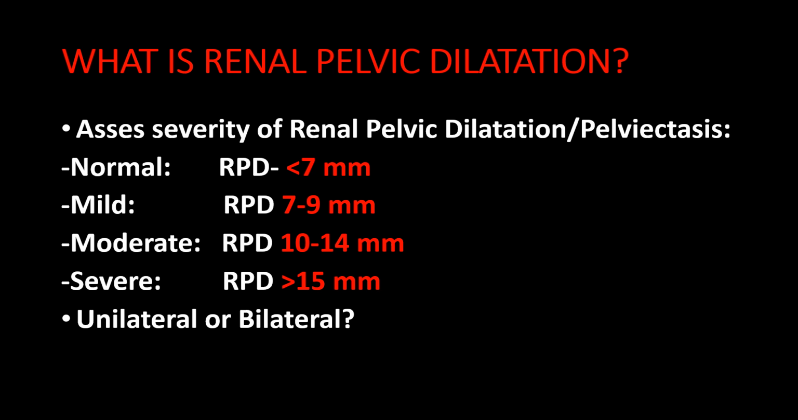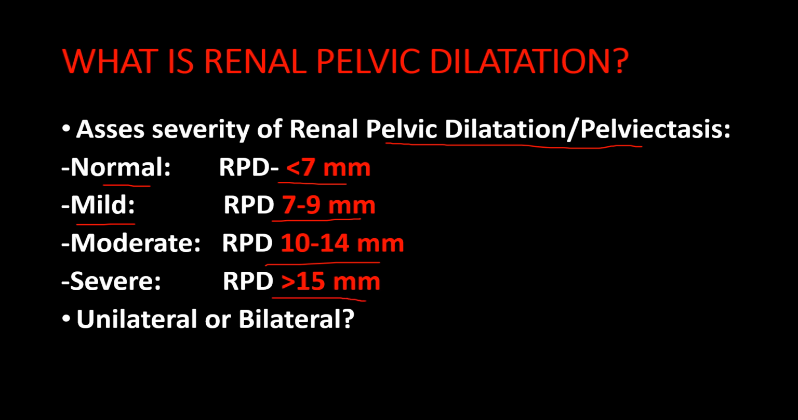So assess the severity of RPD. It's very important. The normal renal pelvic diameter, which can be assessed on antenatal scan, is less than 7 mm. It is called mild if it is 7 to 9 mm, moderate 10 to 14 mm, severe more than 15 mm.